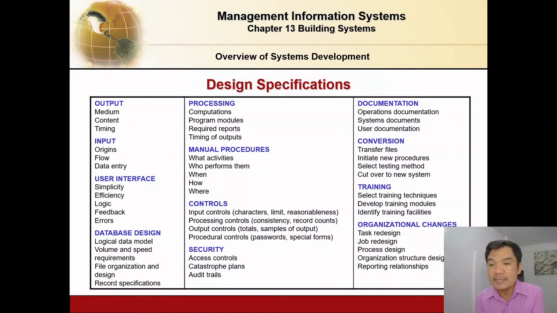In processing, we have the computations and the program modules, meaning how many modules would be needed and how to divide the modules. Required reports, timing of outputs. Manual procedures: what activities, who performs them, when, how, and where. That means this is the user perspective. We will look at the existing activities and the role of each individual using the system.